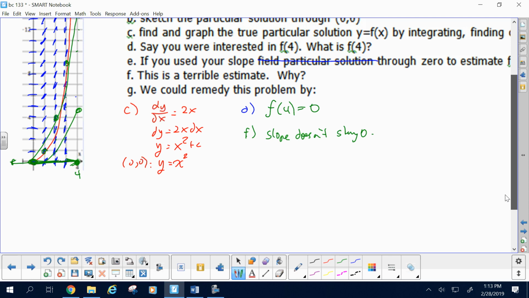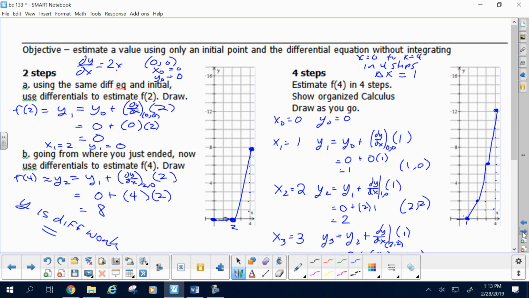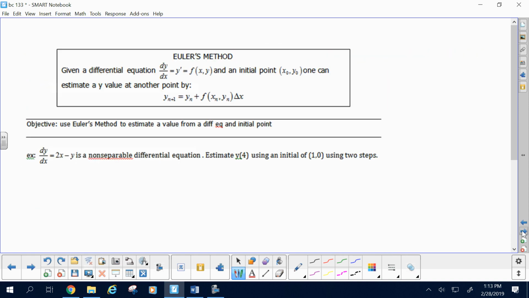And not everything can be integrated. It's usually used for non-separable differential equations, which is to say, no matter what you do, you're not going to get y's on one side, x's on the other. It just can't be done. Okay? So it's a non-integrable problem that this is typically used for.